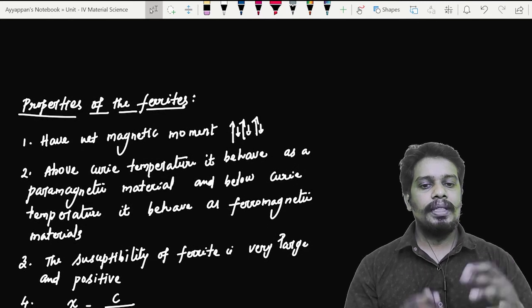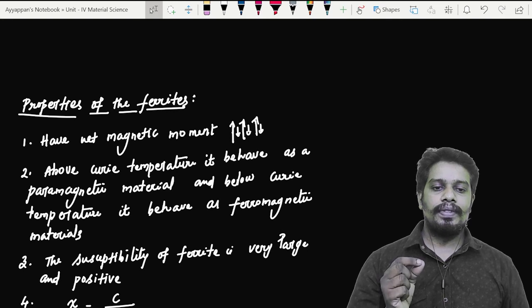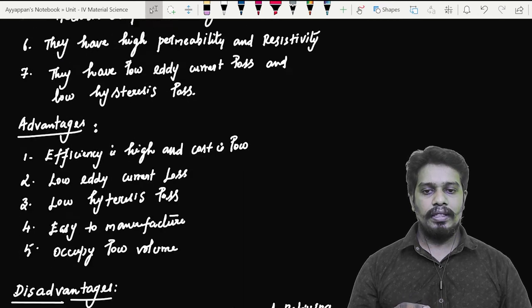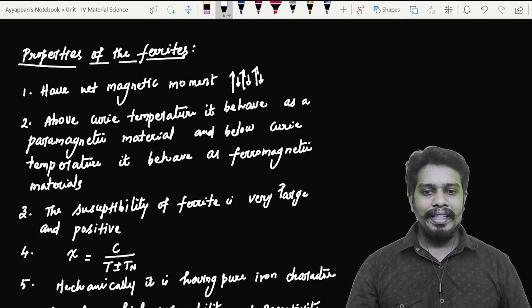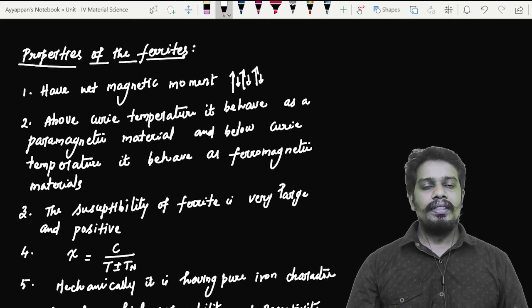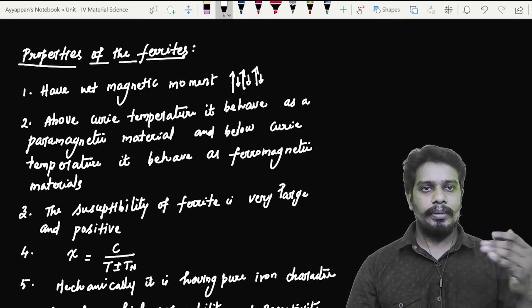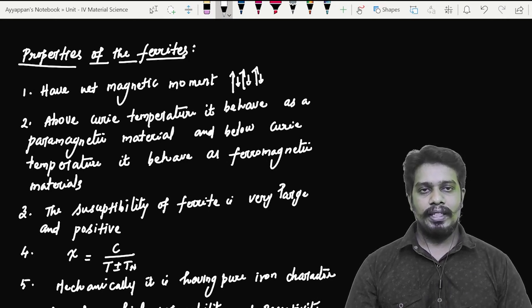Next is the susceptibility of the ferrites. It will be large. If you look at the third point, the susceptibility of the ferrite is a very large and positive value. How can we represent the susceptibility value? The fourth point: chi equals the Curie constant divided by the temperature plus or minus Tn. In general, it is represented by the Néel temperature. Above the Néel temperature, it will act like a paramagnet. Below the Néel temperature, it will act like a ferromagnet, or it will show the ferrite kind of properties.